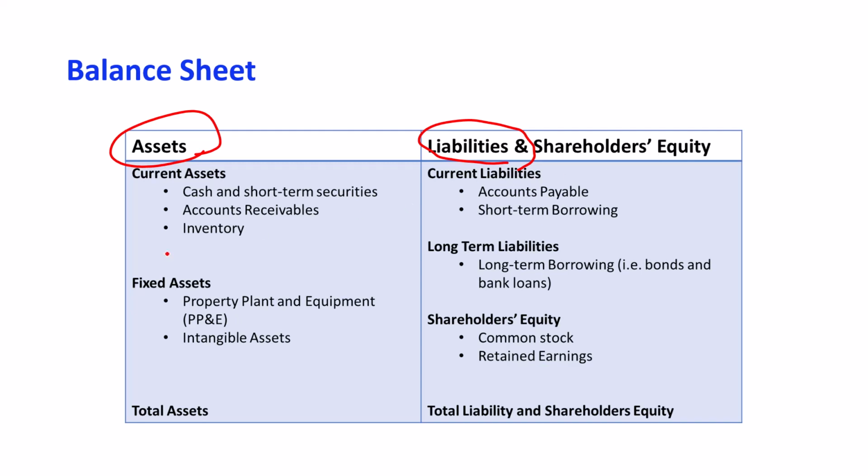Assets are usually classified as current or fixed assets. We have current assets and then fixed assets here. And current assets are usually the ones that have a life of less than 1 year, meaning that they can be turned into cash within a year. Hence, they are called short-term assets.